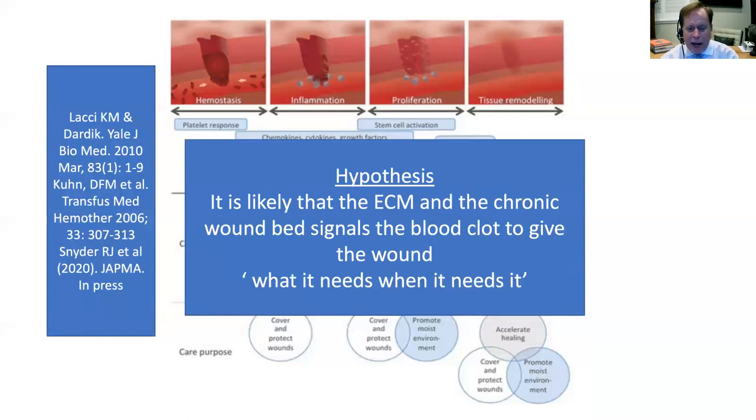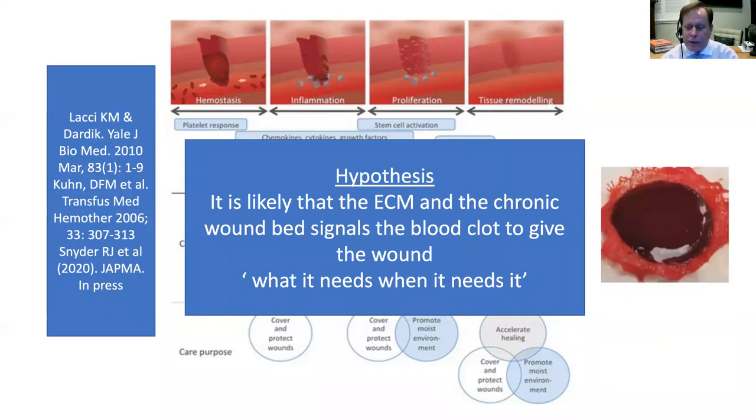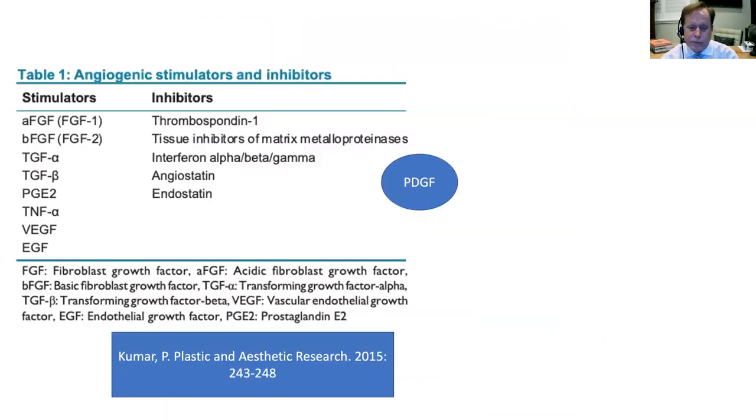So it can be hypothesized, and it's very likely, that the extracellular matrix in the chronic wound bed actually signals the blood clot to give the wound what it needs when it needs it. This is an example of what ActiGraft looks like, this autologous blood clot therapy.